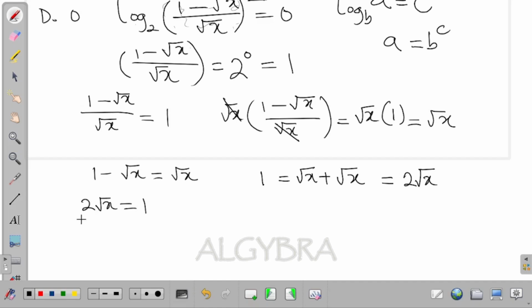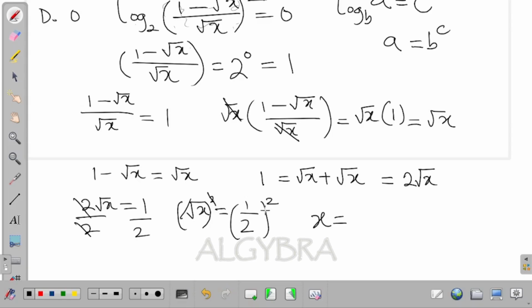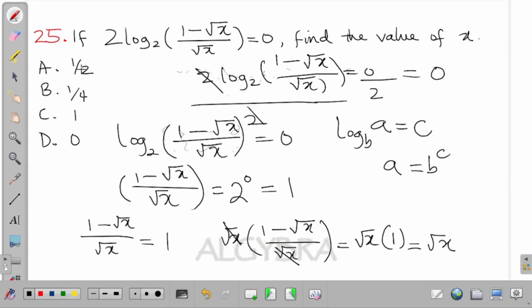So dividing both sides by 2, we have that the square root of x is the same as 1 over 2. But since we're looking for x, we now square both sides, so that the square cancels the square root. We're going to have that x is equal to, square this, so 1 squared is 1, and 2 squared is 4. So that means x is equal to 1 over 4, which is option B.